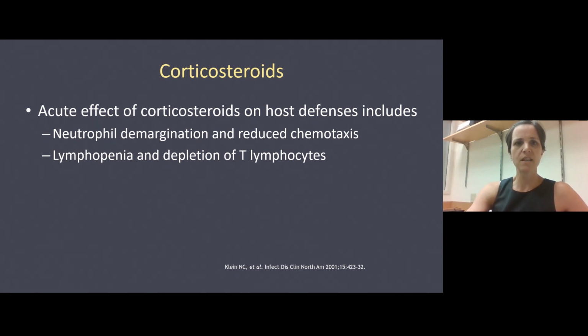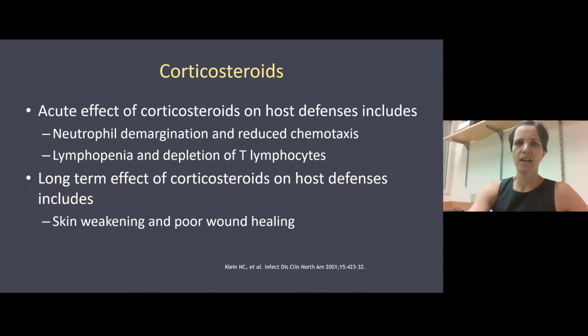So steroids, the acute effect of steroids on host defenses includes neutrophil demargination, which causes the high white cell count, and reduced chemotaxis. Lymphopenia and depletion of T lymphocytes also happens. These effects are why they're so useful. A less useful complication or effect of steroids is that it causes skin weakening and poor wound healing when you've been on them for a while. And this is something we intuitively see, right? We see this in our patients on steroids. You can look at their arms and see if they have a minor scratch, it really does not heal well.